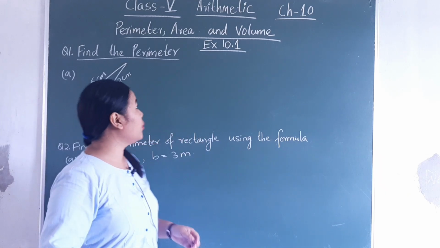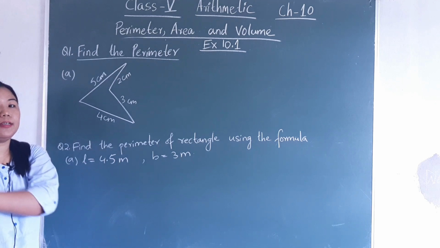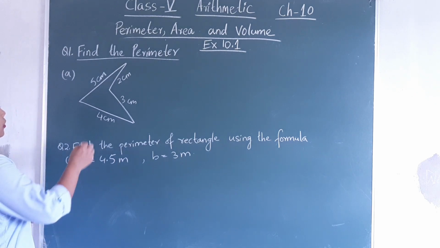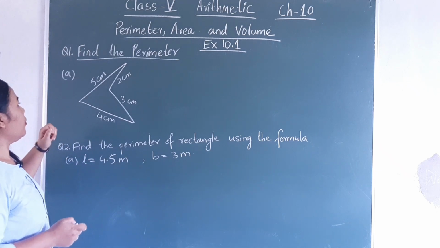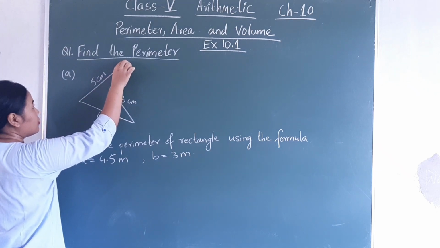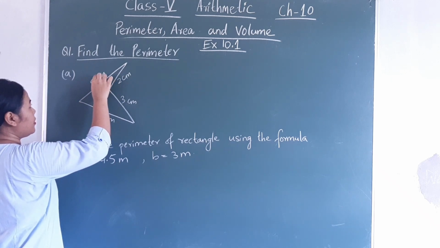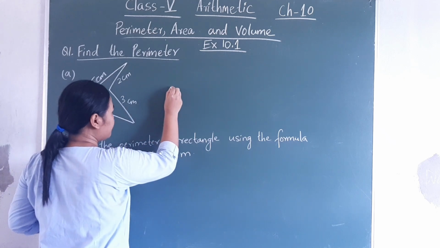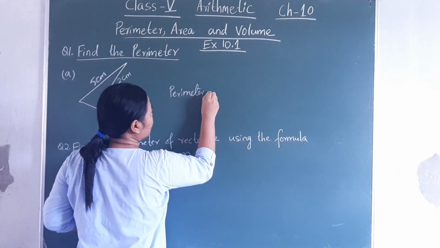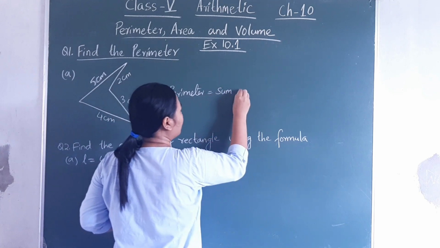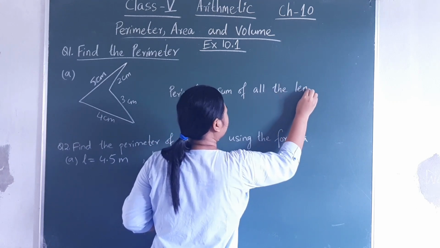Okay students, now we will solve exercise 10.1. Your first question is find the perimeter. So 3 figures are given in the book. We will solve only one. The first question, can you see the closed figure here and the given lengths here? What is the formula? Perimeter, sum of all the lengths.